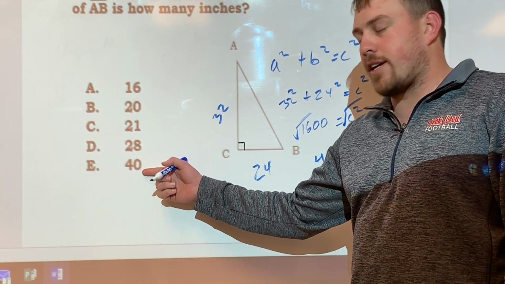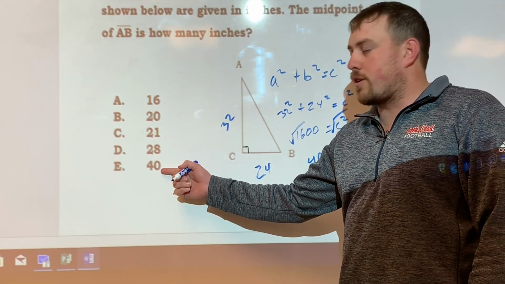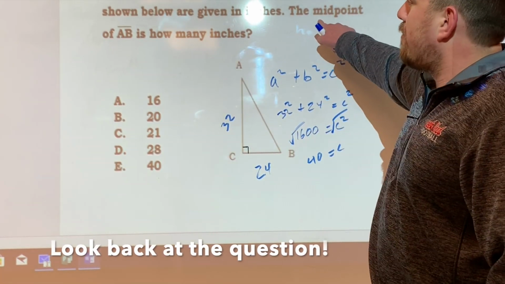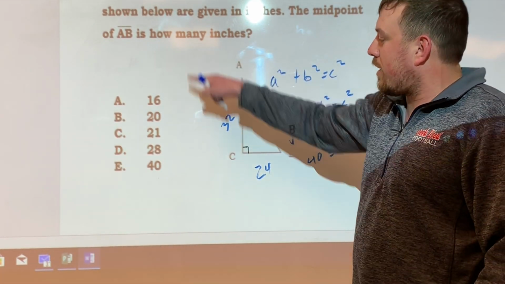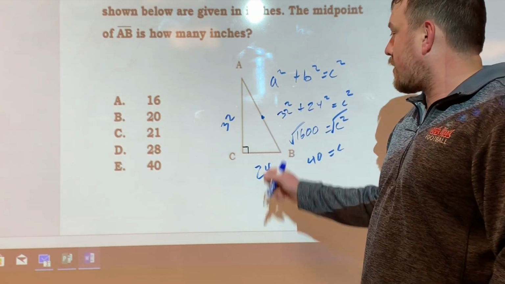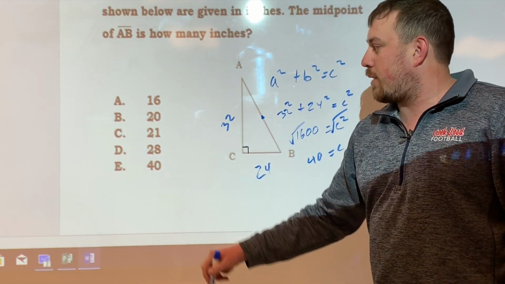Notice on the ACT, they've got 40 as an answer choice. That's not what we're looking for. Let's always make sure we read the question. The midpoint of the line AB is how many inches? So the midpoint is in the middle, so that's going to be half the distance of the hypotenuse, which is 20.